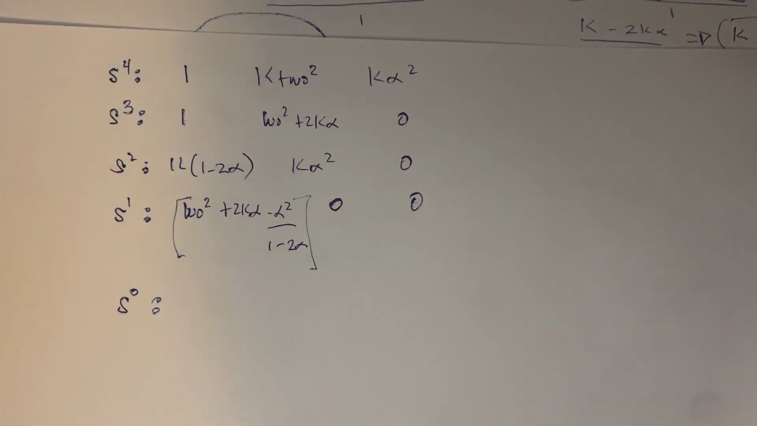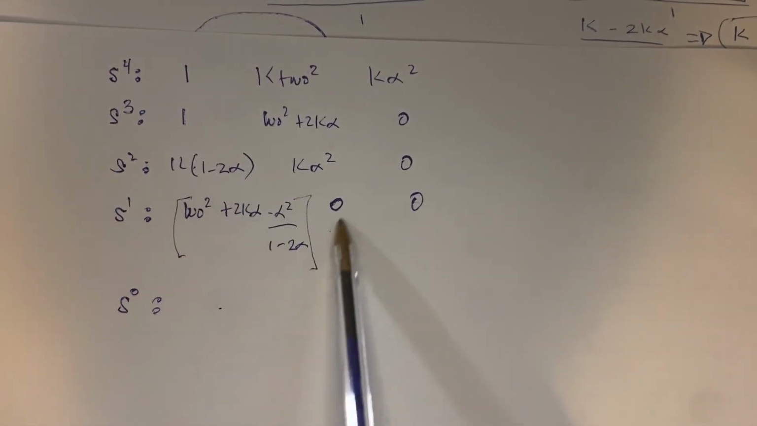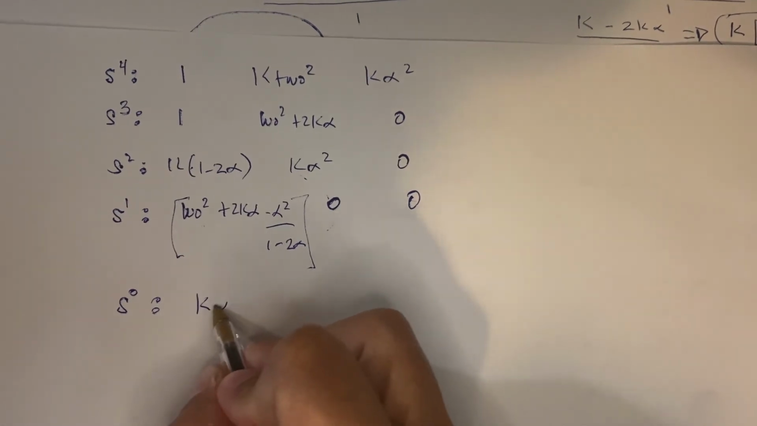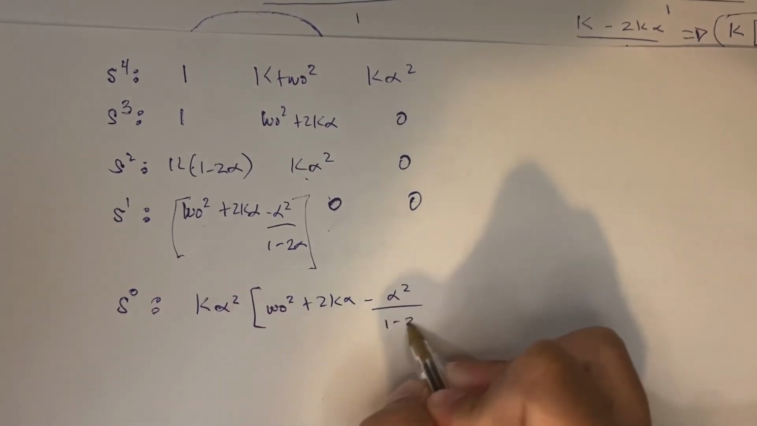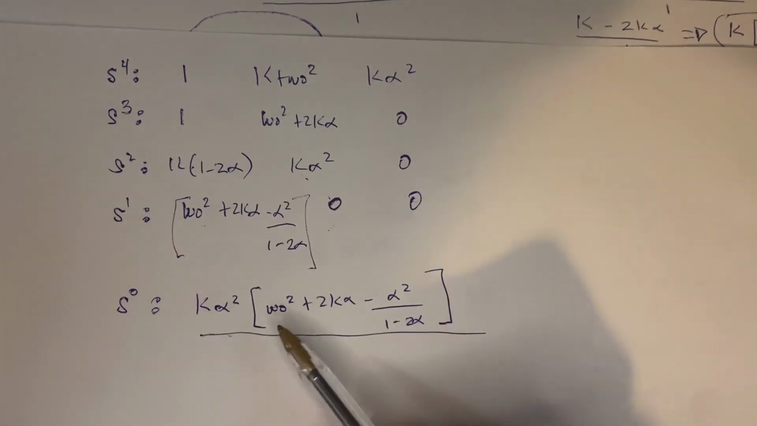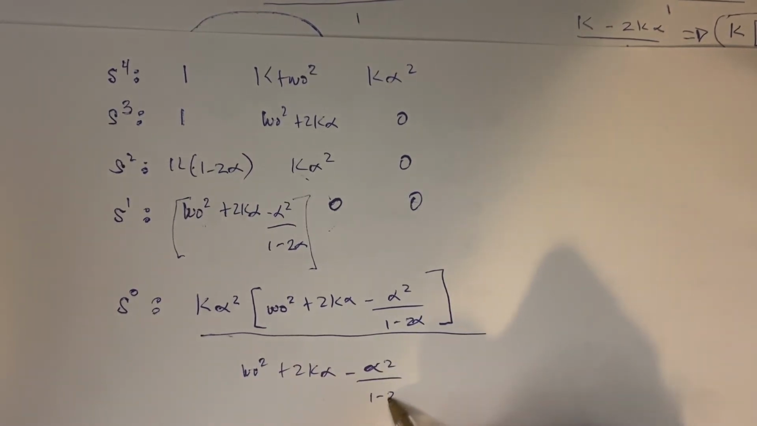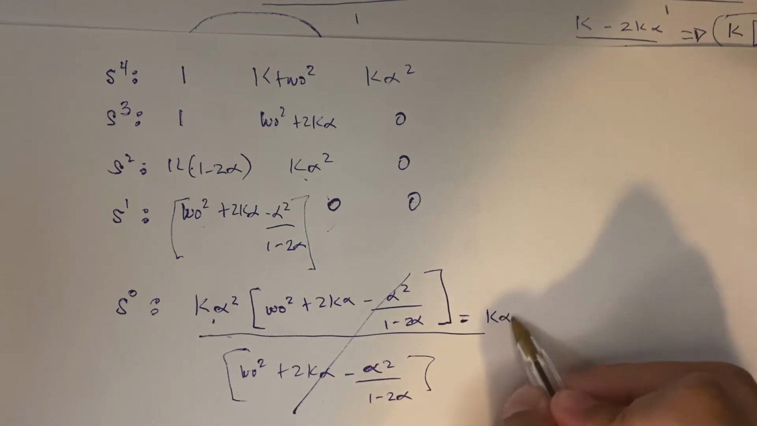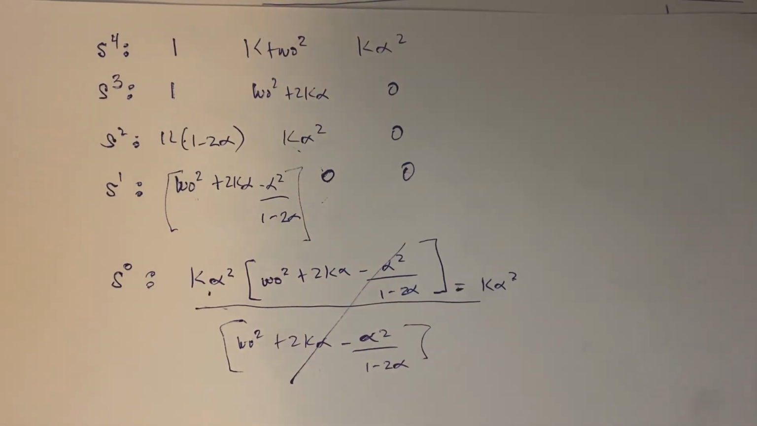Now, to calculate the coefficient of s to the 0, we're going to do the same process. We get the determinant of this section divided by this. So we have k alpha squared multiplied by w0 squared plus 2k alpha minus alpha squared over 1 minus 2 alpha. By this multiplication equals 0, so we're not going to consider that, and then divided by w0 squared plus 2k alpha minus alpha squared over 1 minus 2 alpha. Notice that these two terms can be cancelled out, and this coefficient is going to be equal to k alpha squared.